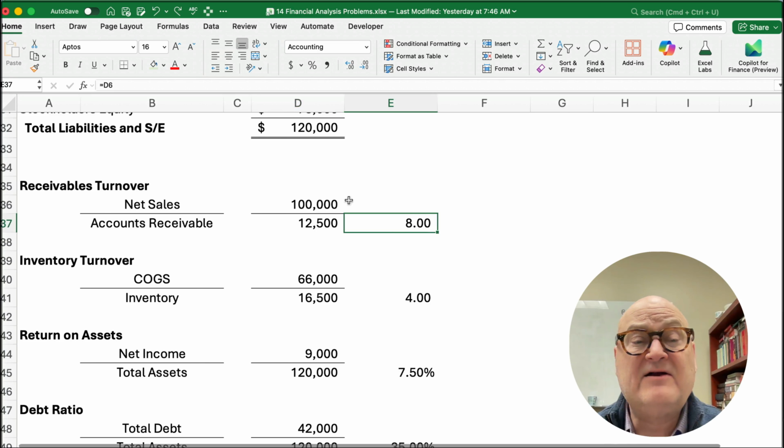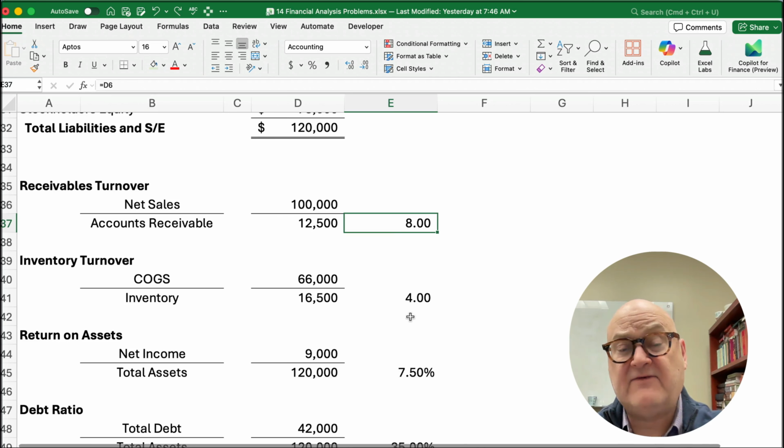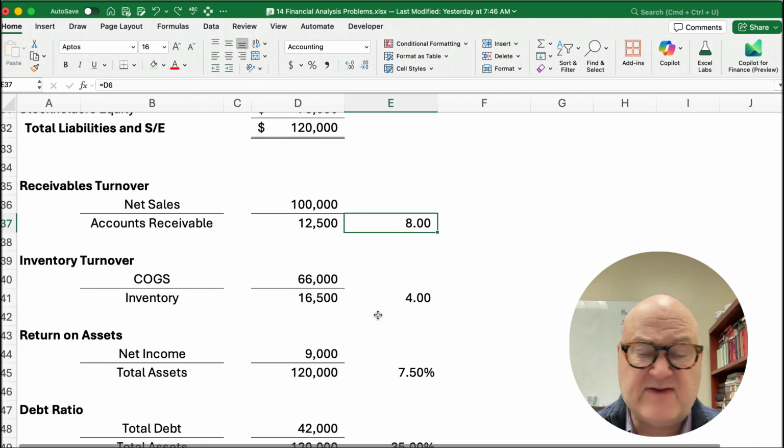Here I used a formula to grab the 8, the 4, the 7.5, and so on. So this is how you do some ratio analysis and back in. Here's how it affects the balance sheet.